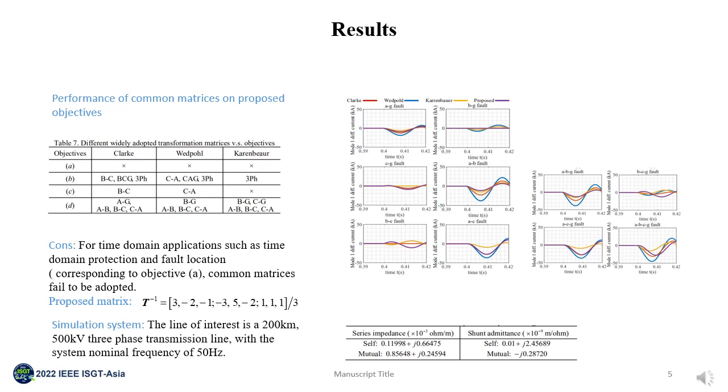From the simulation results, one can observe that the mode 1 differential current is pure zero for common matrices during some faults. To be specific, the Wedepohl transformation fails to detect phase B to ground fault. The Columbia transformation fails to detect phase C to ground fault, and the Clark transformation fails to detect phase B to phase C fault. However, the proposed matrix, which corresponds to the purple line, correctly works during any faults.